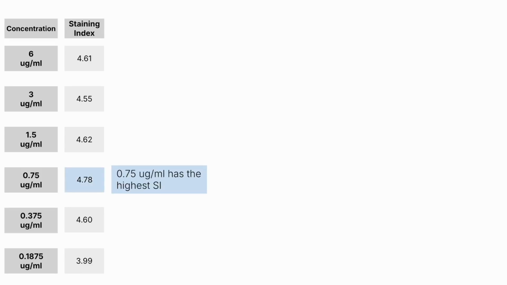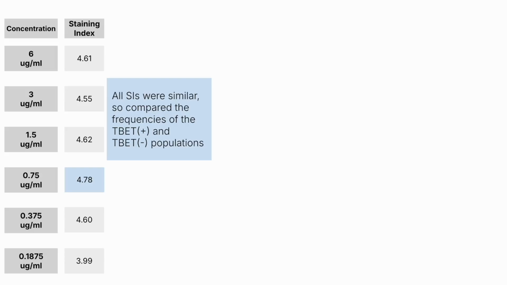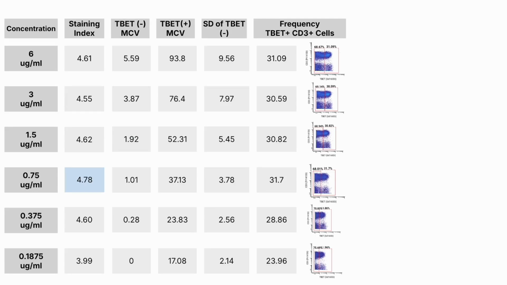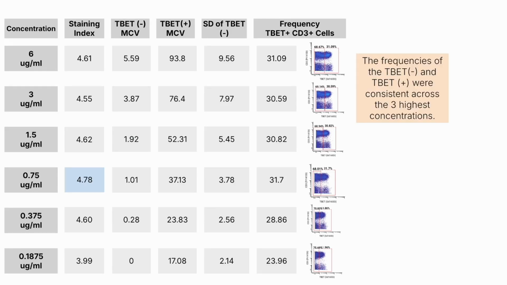Again, starting the same way, calculating the staining index across all of these 6 concentrations. You can see that the stain index, while it's the highest at 0.75 micrograms per milliliter, all of them are relatively consistent across the concentrations. So we looked at our other metrics, starting with the frequencies of the Tbet positive and Tbet negative populations. You can see that these stay pretty consistent across the 3 highest concentrations that we looked at.